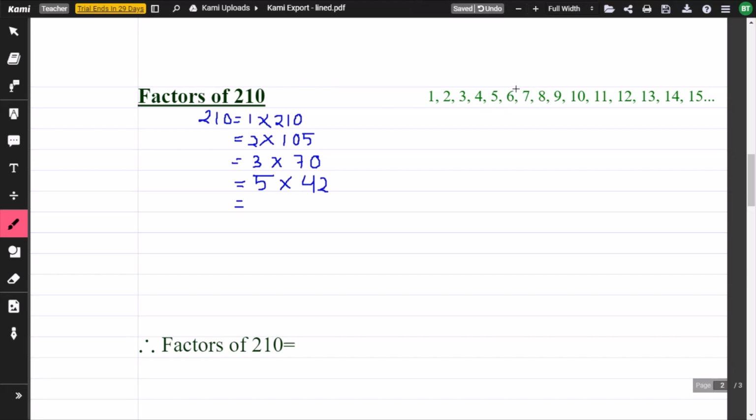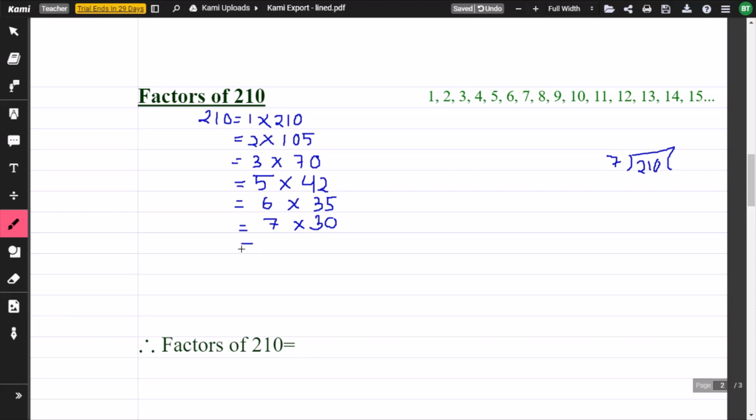So 210 is divisible by 6. Yes, 210 is divisible by 6. 6 times 35 gives 210. After 6, move to the next number, 7. Is 210 divisible by 7? 210 is divisible by 7. 7 times 30 gives 210. If you don't know whether 210 is divisible by 7 or not, we can actually do division at the side of your exercise book to know.